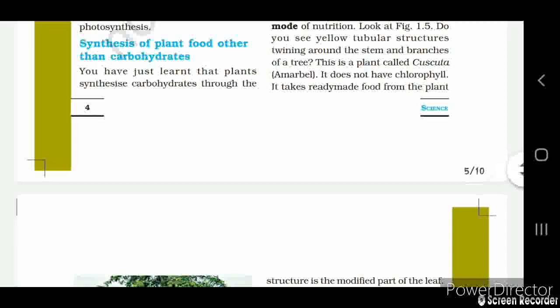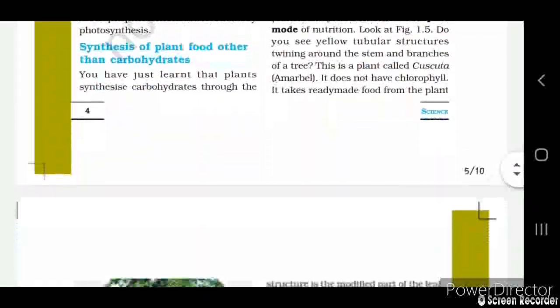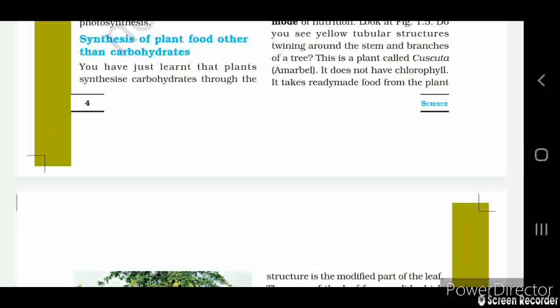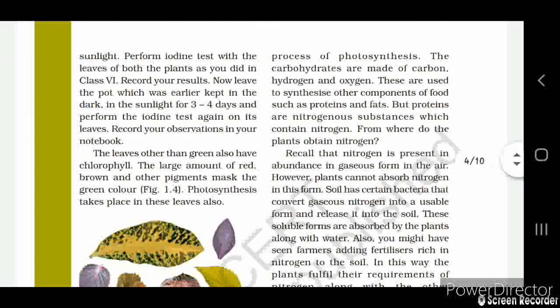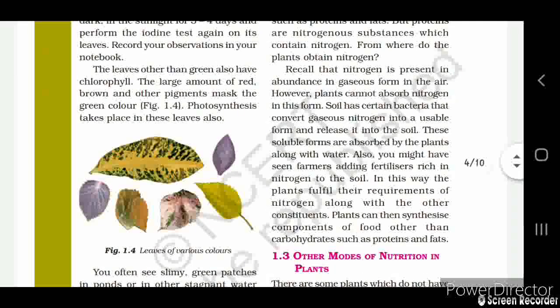Synthesis of plant food other than carbohydrate. You have just learned the synthesis of carbohydrate through the process of photosynthesis. The carbohydrates are made of carbon, hydrogen and oxygen. These are used to synthesize other components of food like proteins and fats. But proteins are nitrogenous substances that contain nitrogen. From where do you think the plant gets nitrogen?